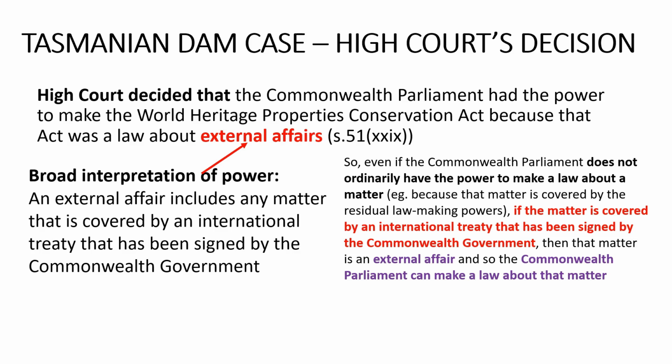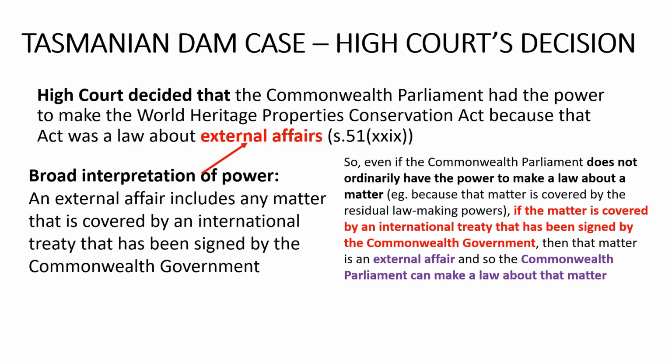While the Commonwealth Parliament can't ordinarily make laws about a matter that is covered by the residual lawmaking powers, if that matter is covered by an international treaty that has been signed by the Commonwealth Government, then the Commonwealth Parliament is empowered to make a law about that matter, because the existence of the international treaty means that the matter is an external affair, and Section 51(29) of the Constitution gives the Commonwealth Parliament the power to make laws about external affairs.